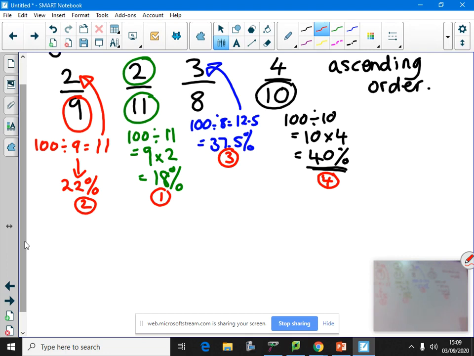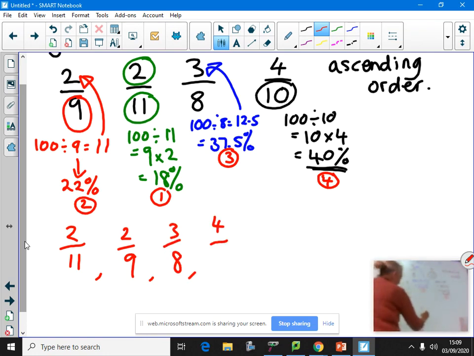Put them in order. 1 is 2 11ths, not 18%, it's 2 11ths. 2 is 2 9ths, not 22%. 3 is 3 8ths. And 4 is 4 tenths. So it's only these two that we have to swap around, to be fair. It's such an easier way to do it than to, I don't know, make a common denominator and then times that by that and that by that. This is so much easier.